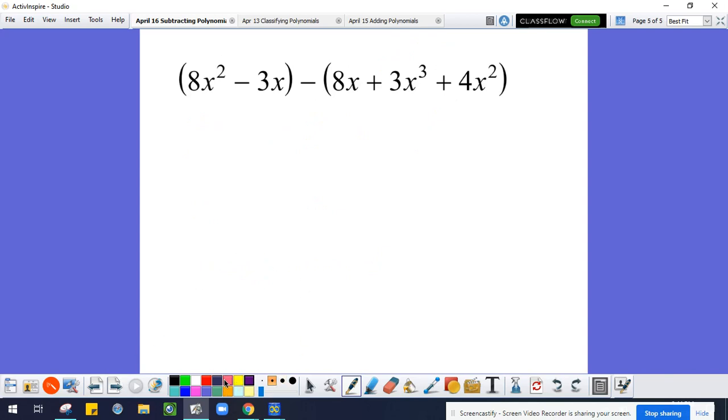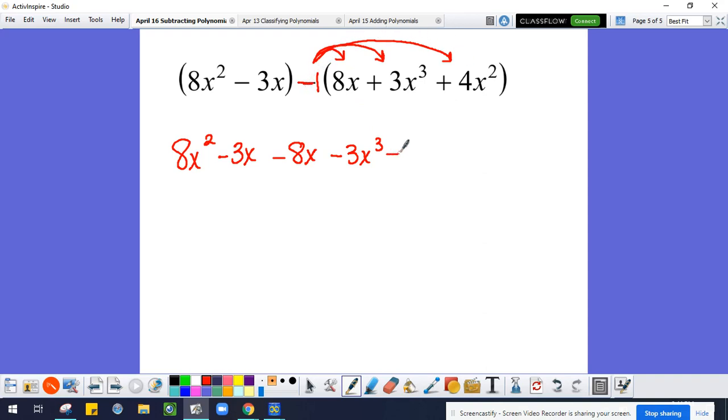Okay, one more practice, guys. Remember, this negative 1 is going to distribute to everything after it, but everything before it remains the same. So 8x squared remains, -3x remains, and basically all of these are about to change to the opposite. Negative times a positive gives me -8x, and then negative times a positive gives me -3x to the third. And one more time, negative times a positive gives me negative, so 4x squared.